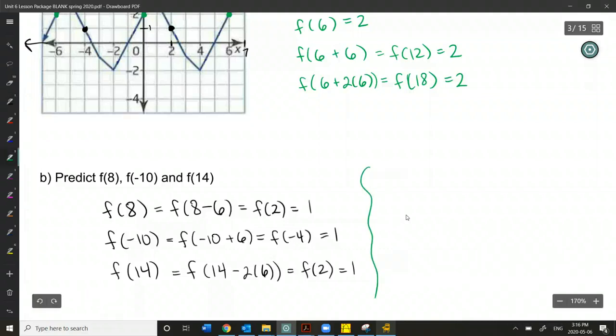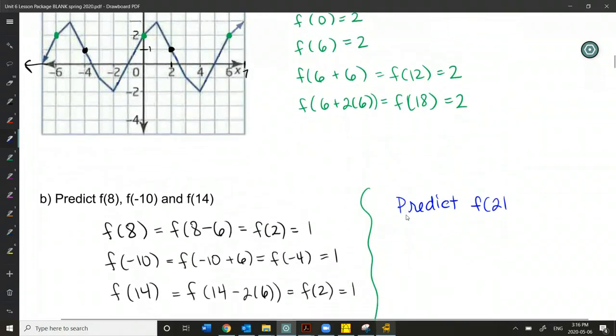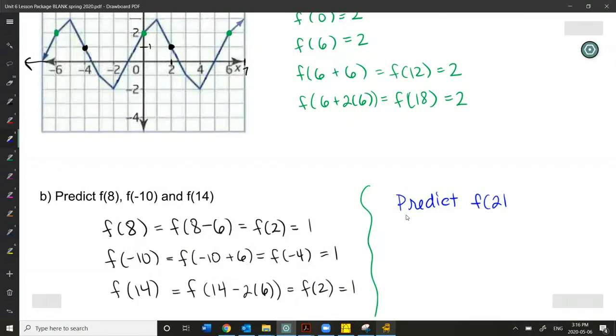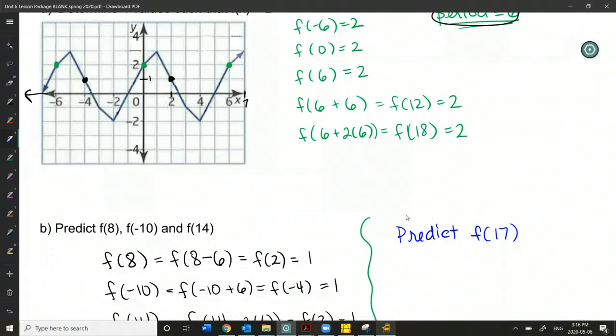Okay, so you're going to do a little self-test here. I want you to predict f at 17. Okay, use your graph and use your knowledge that you just figured out to see if you can predict f at 17.